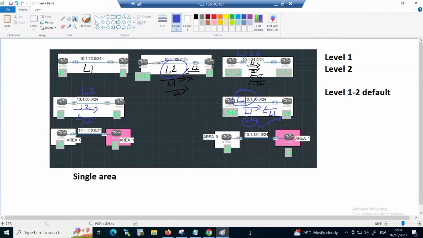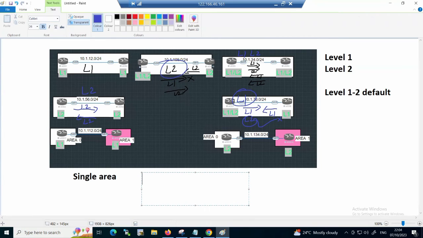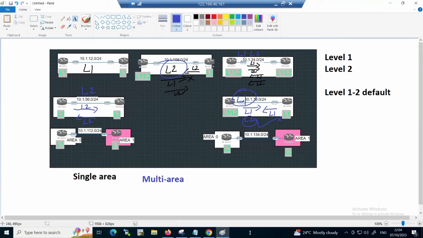Now, if I talk about the double area, or we can say the multi-area, why do we require the multi-area? Just to maintain scalability. To make IS-IS flexible, we are using the multi-area concept so that the load will be decreased. Configuration will be decreased. SPF algorithm load will be decreased. So if you see, we have 2 different areas over there.